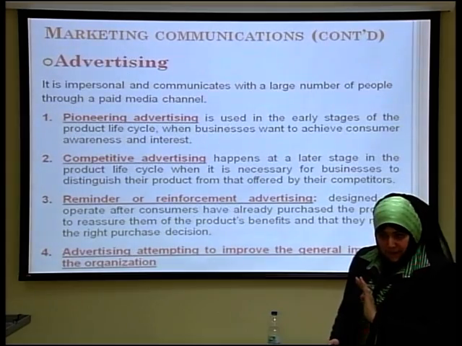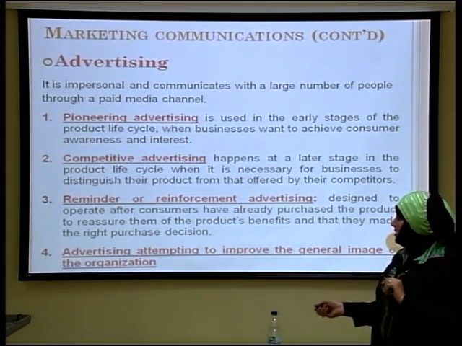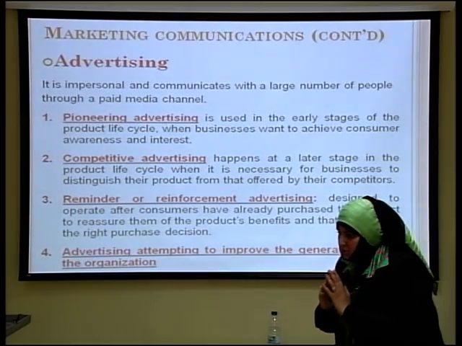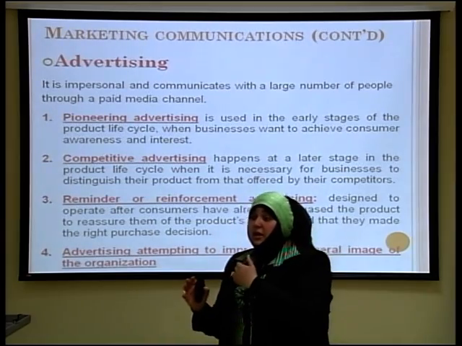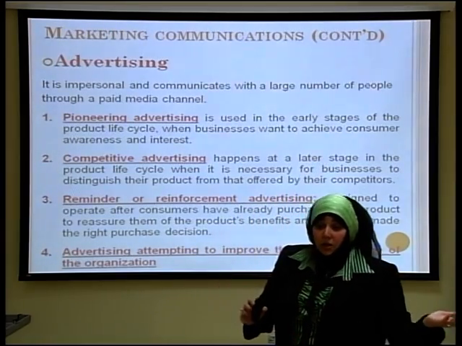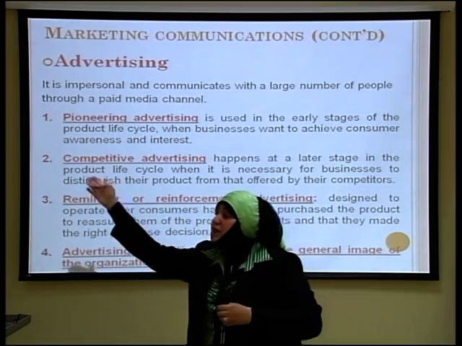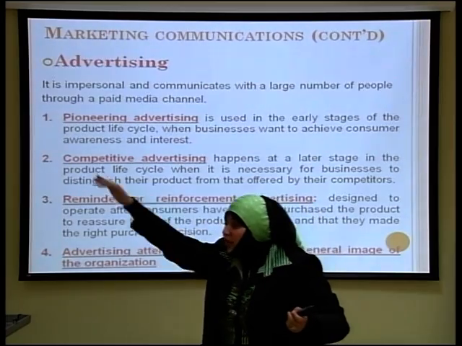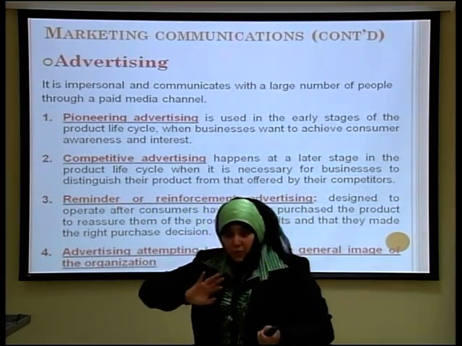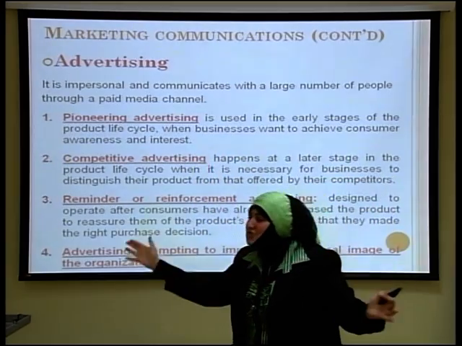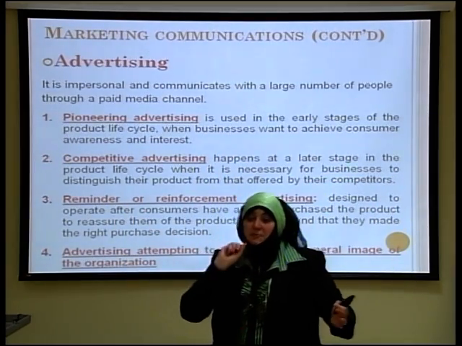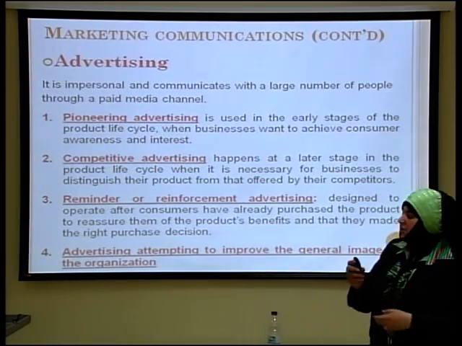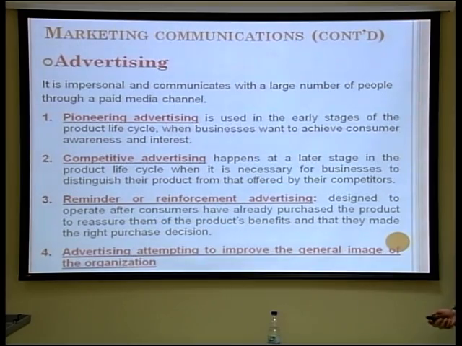This is the aim of such an advertising. Okay? The last one is advertising attempting to improve the general image of the organization. It's about the whole organization. In such an advertising, you find, for example, Procter & Gamble talking about its different products, Ariel, Pampers, for example, all its products. They're talking about different products because they care about the whole image of the company itself. It's not about a specific product. Okay? All right. These are the 4 types of advertising.